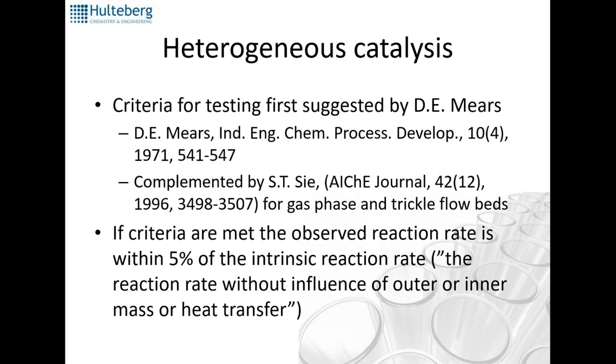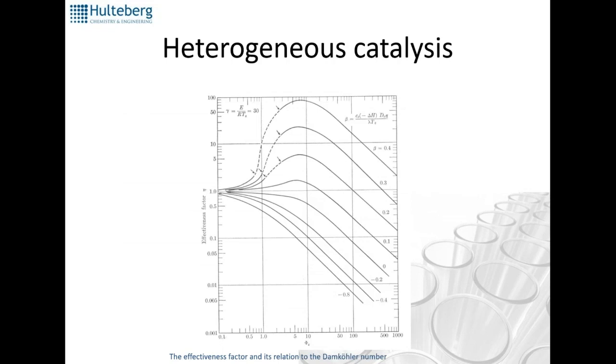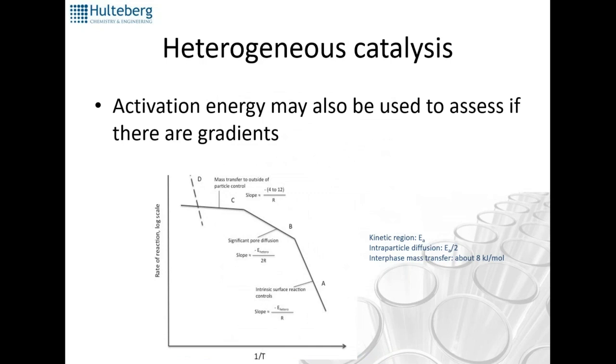These criteria were first introduced by Mears in the 70s, and then there have been quite a few publications about this since. And it's all about finding the reaction rate without influence of outer or inner mass or heat transfer. And does that matter? Yes. If you have exothermic reactions, you can actually overestimate the actual reaction rate by almost a factor of 100. So that gives you a very bad experience when you're going to scale up, having overestimated your activity 100 times. And as we pointed out earlier, you can also use the activation energy to assess the gradients.